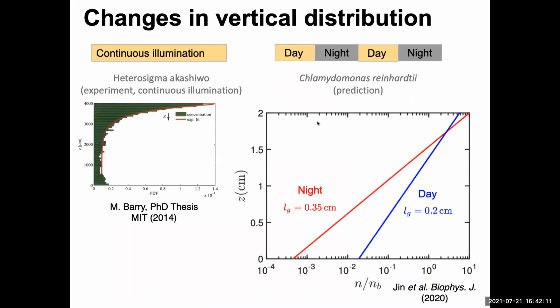And so here is plotted the vertical coordinate in the capillary, as a function of the concentration of cells divided by the initial background value. And you can see that the swimmers distribute more broadly during the day than at night in the vertical direction.